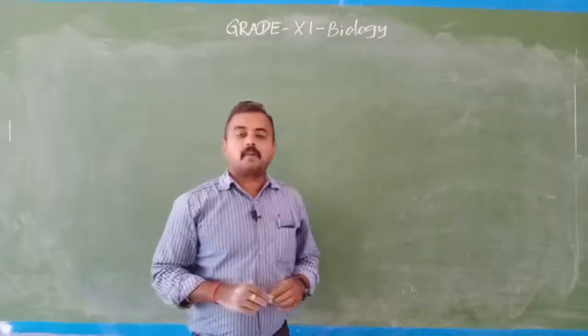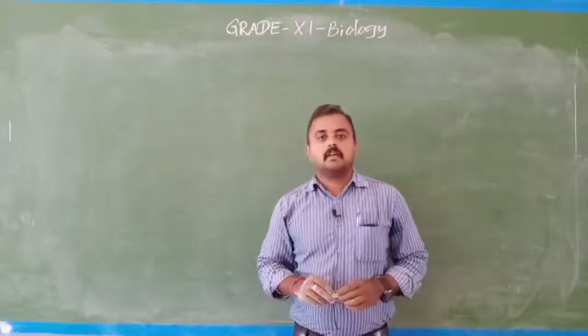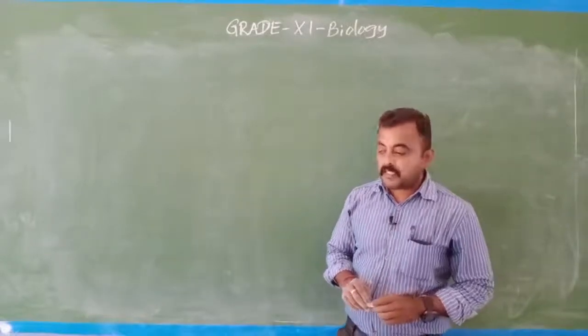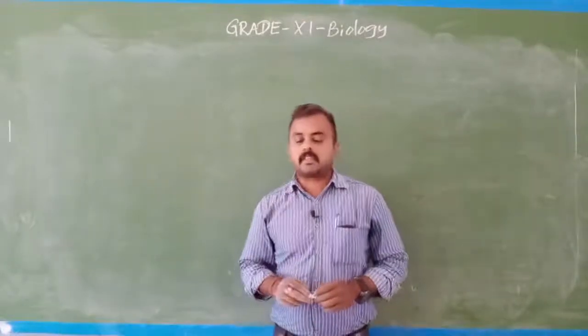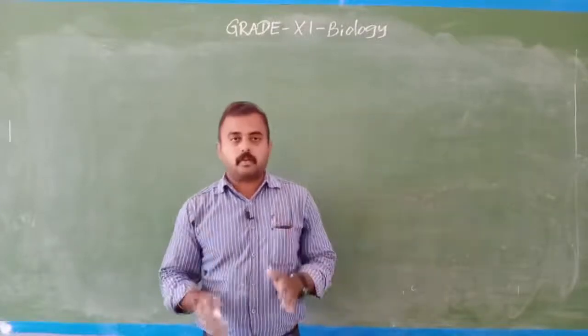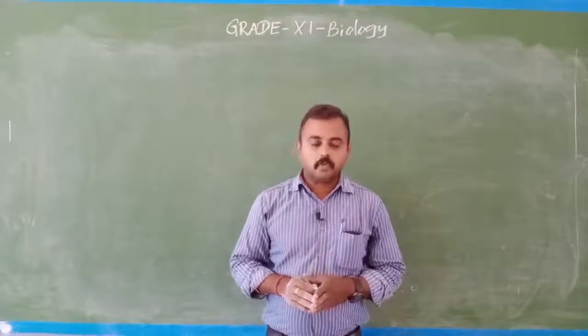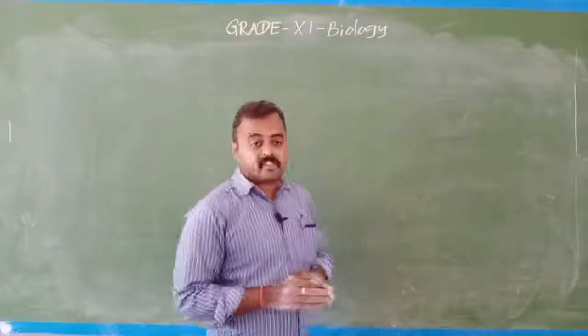Before, we have completed two chapters, the living world and biological classification. It is in Unit 1, diversity in the living world. So two chapters we have completed so far. Hereafter we are going to see one new unit, that is human physiology.